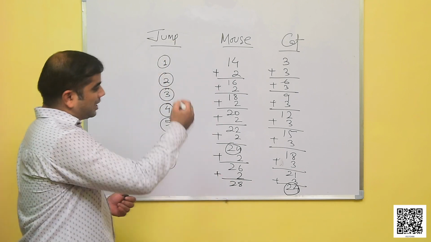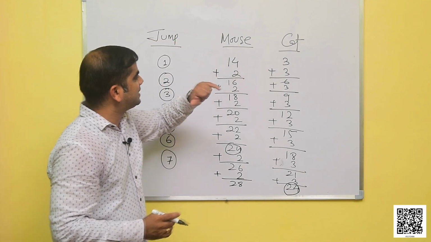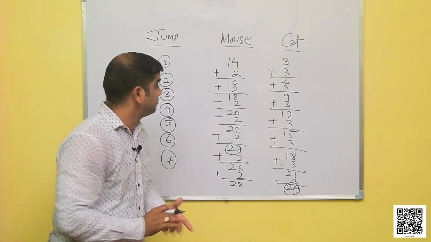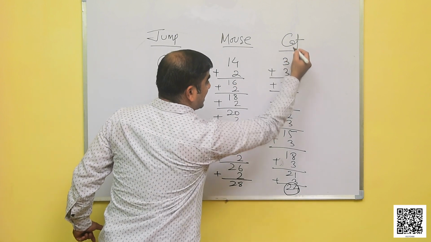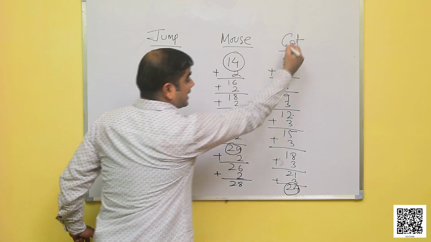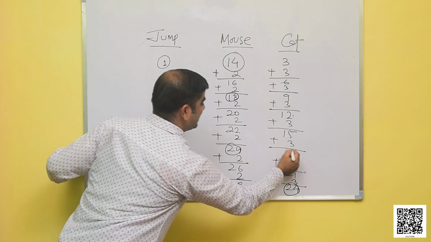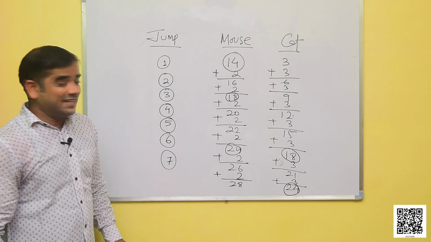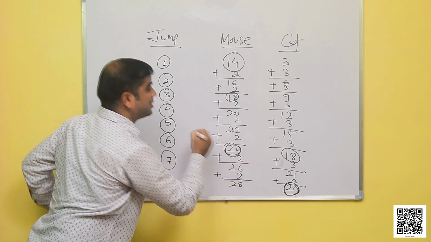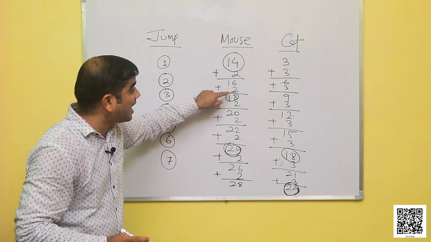Okay? So, from this we can come to understand that, see, this is 3 and this is 2. Which numbers are lying in this column? The cat goes with 12 but the mouse starts with 14. The cat comes to 18. See, here we have 18. The cat comes to 24. Here we have 24. So 2 and 3, they both meet each other at 18.